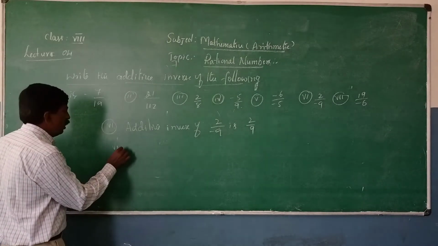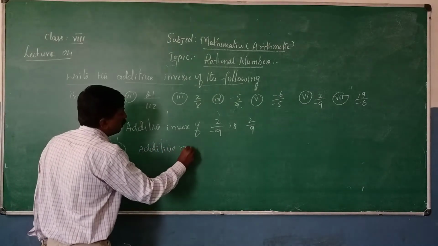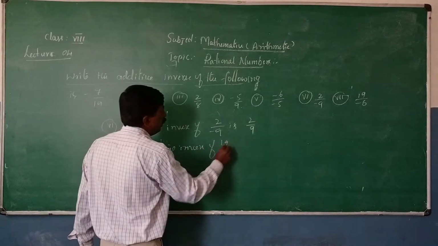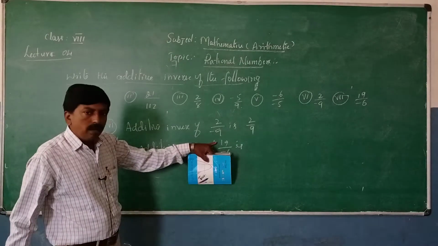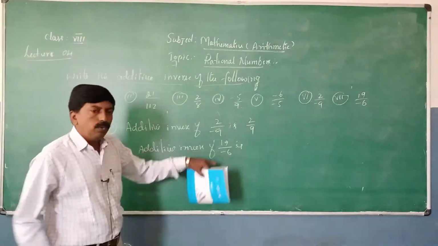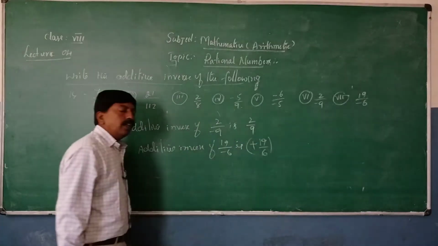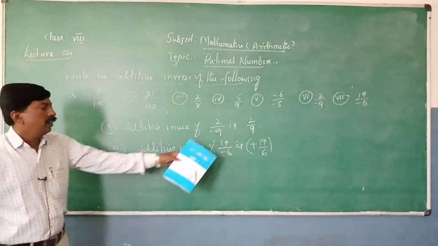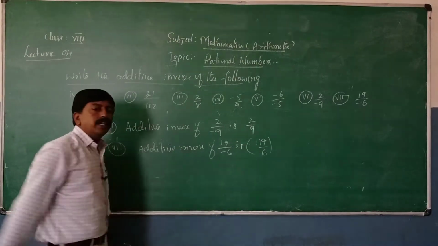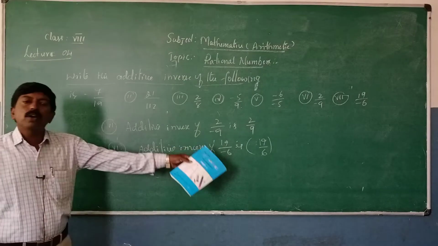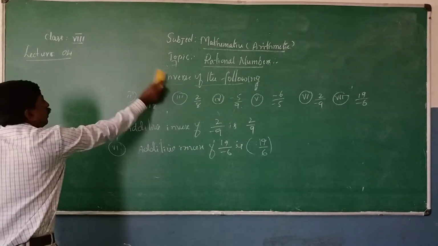And the last one, the additive inverse of 19 by minus 6. Observe here, which sign is there? Plus. Plus divided by minus is minus. Therefore its opposite sign, plus 19 by 6, or in general you can write 19 by 6. You need not necessarily write the positive sign here. Generally we can accept that it is positive. So like this we have to write the additive inverse of the following questions.